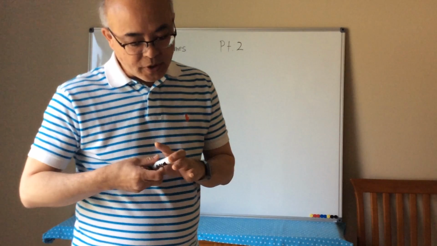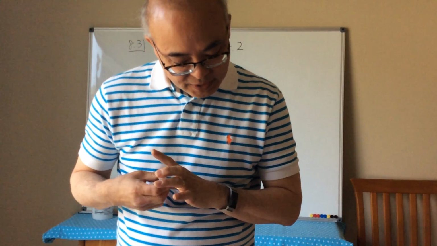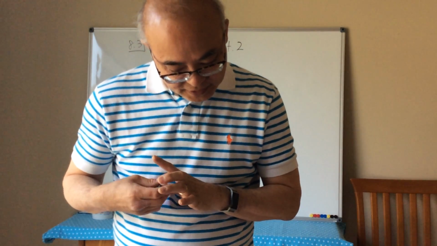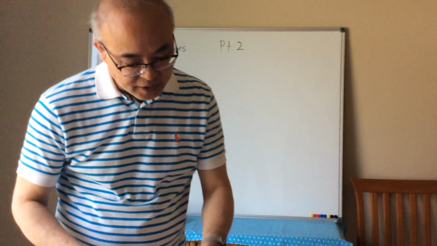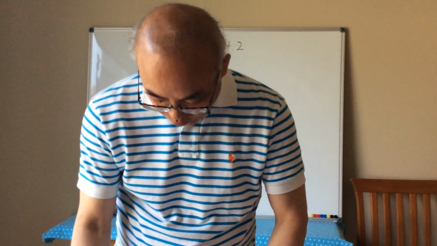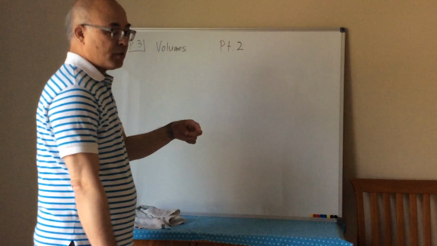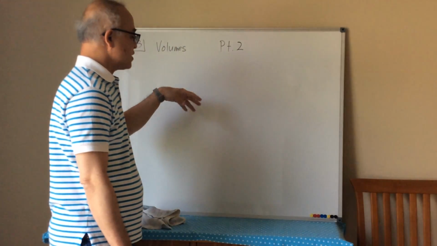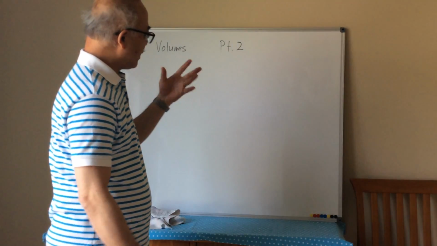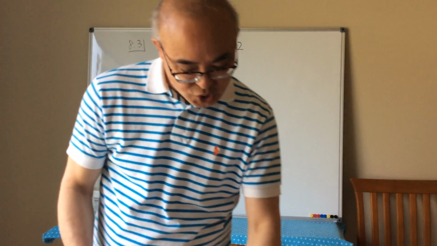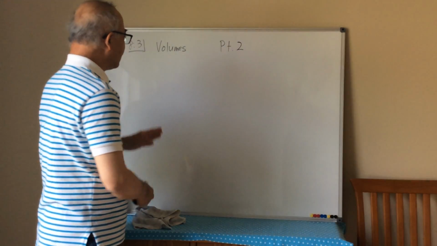Okay, so we're going to continue on with 8.3 and we'll do part 2 here. In part 2 we are going to actually use what is called the washer method. Okay, so when we spun the cones and the cylinders in example number 2, we did this. We had solid discs.